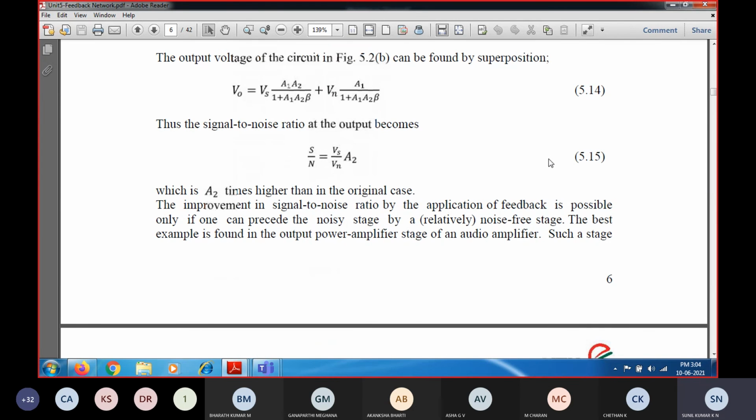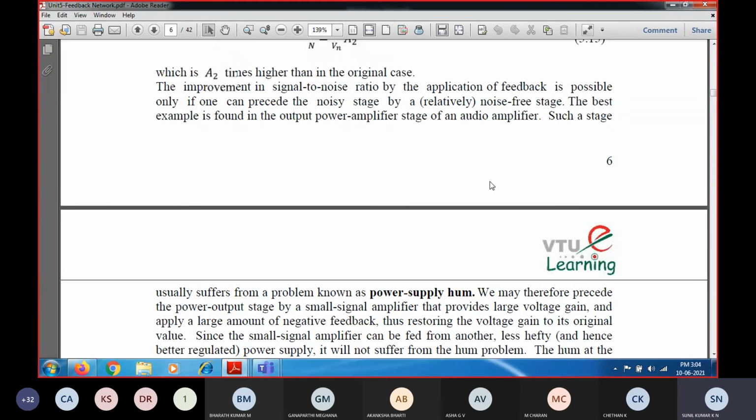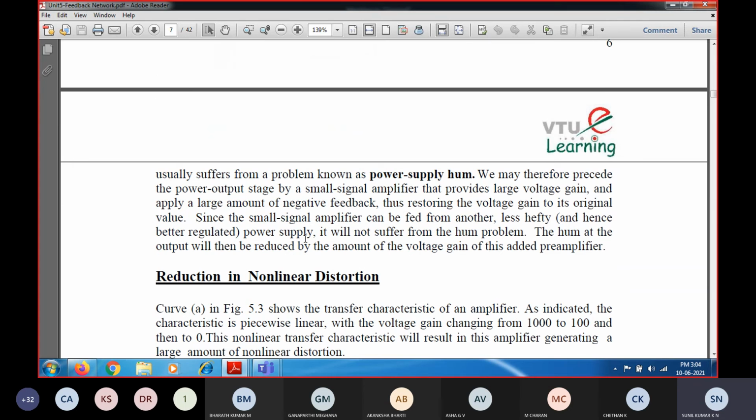Consider an audio amplifier. At the output stage of the audio amplifier, you will be getting some noise, power supply hum. When you increase or decrease the volume, you also get some noise, some sound that keeps on going. That is nothing but power supply hum. In order to reduce that power supply hum, they have a pre-amplifier, so that it reduces the power supply hum. A small signal amplifier will be connected before the audio amplifier, so that it reduces the noise signal and provides a clean output that is audible.